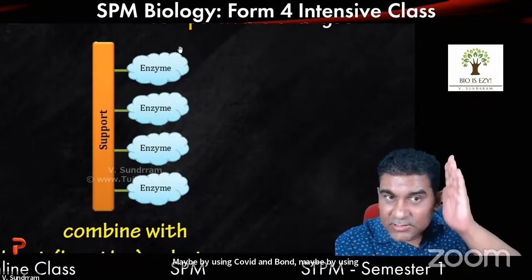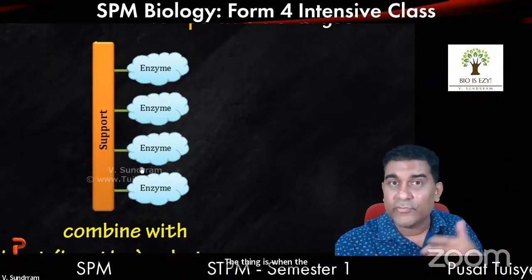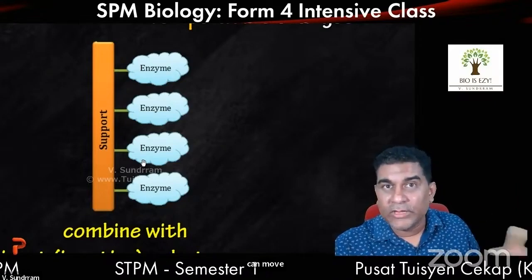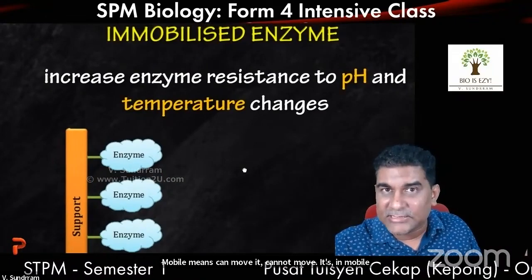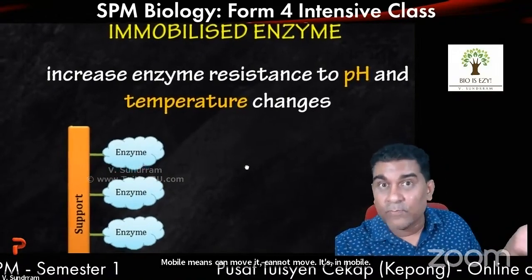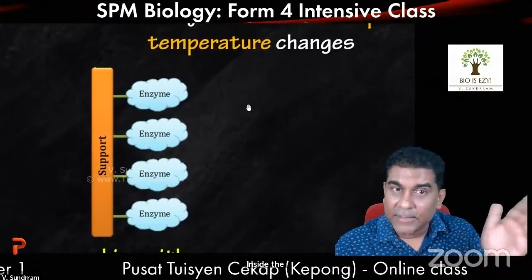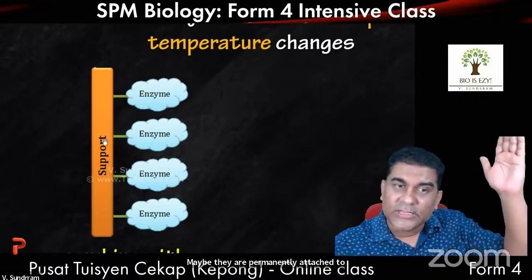The thing is, when the enzyme is permanently attached, they can't move. Mobile means can move. If cannot move, it's immobile. That's why we use the word immobilized enzyme. The enzyme cannot move. They are trapped. How are they trapped? Maybe they are permanently attached through covalent bond to an inert substrate.